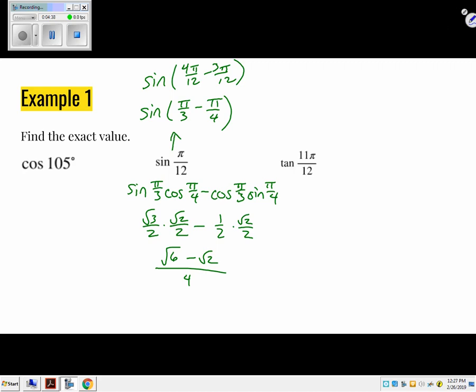Okay. I want to just do a tangent one together. It's not going to be hard from the trigonometric standpoint. It's going to be hard to get it cleaned up to what we want it to look like.